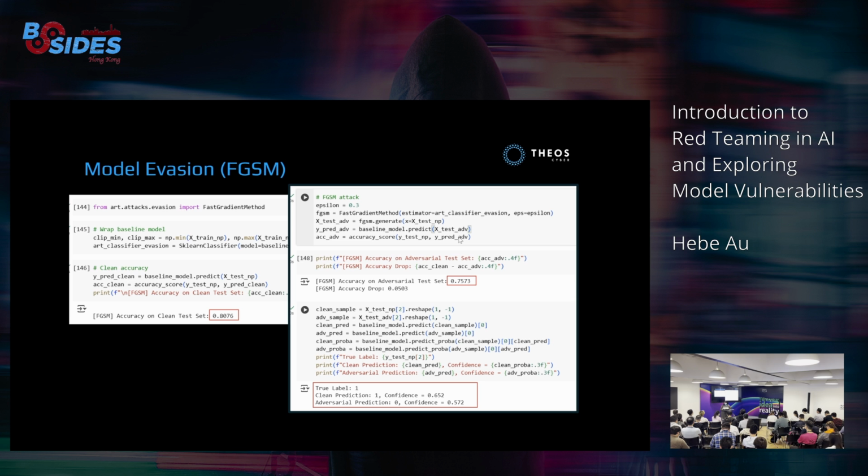After that, I modify the test data set. If I use the adversarial test data set, you can see that the accuracy drops a bit. Then I look at the third row of the data to predict the result. The true label is 1. If I use the baseline model on the clean data, the result is 1. But if I use my test data, the data I modified, you can see that the prediction becomes 0.